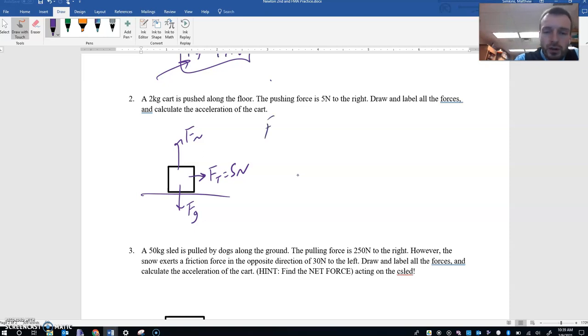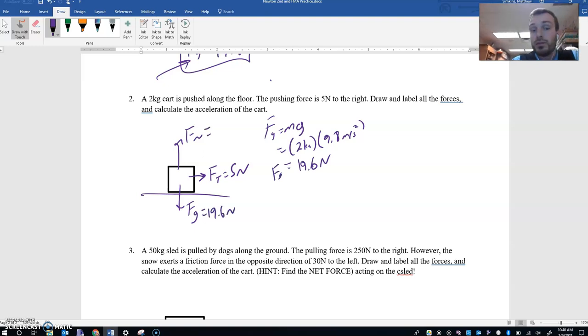So just like the first one, Fg equals mg, we're going to plug that in for 2 kilograms times 9.8 meters per second squared. And that's going to get us 2 times 9.8, that's going to get us 19.6 newtons for Fg. So there it is, 19.6 newtons. If it's on a flat surface, that means the upward force is also 19.6 newtons. Yeah, these have to be balanced. Okay, so that's cool. But think about it for a second. Up and down, they're canceling each other out.